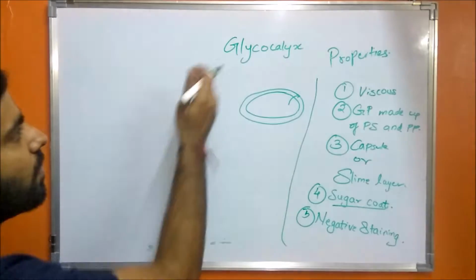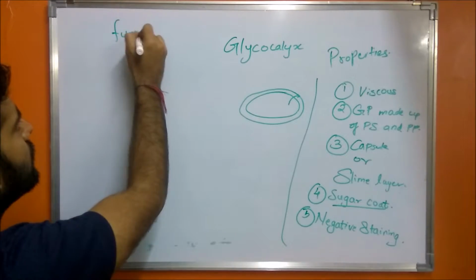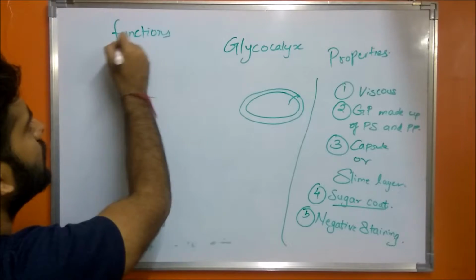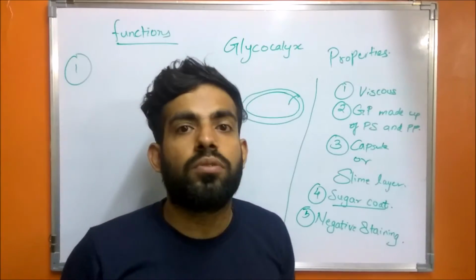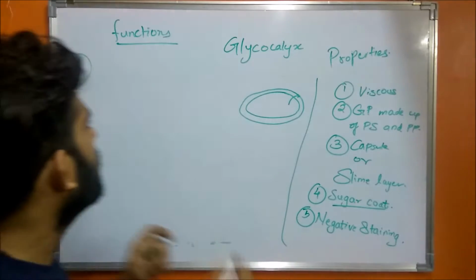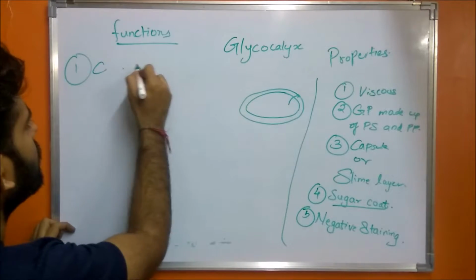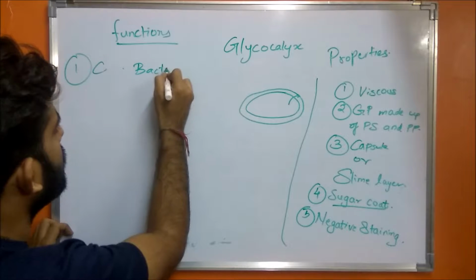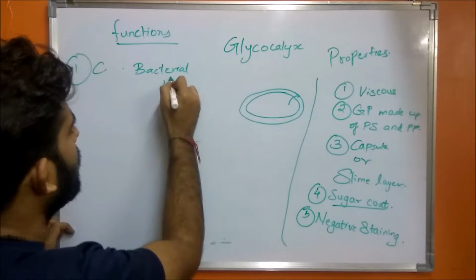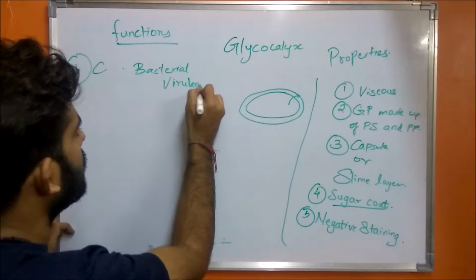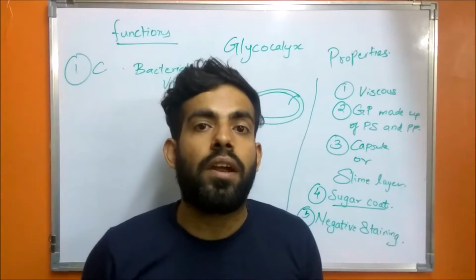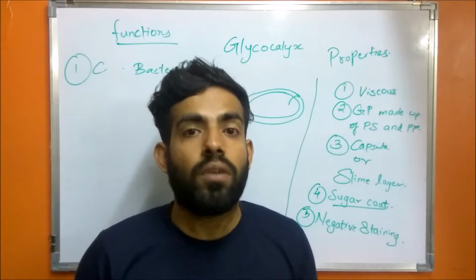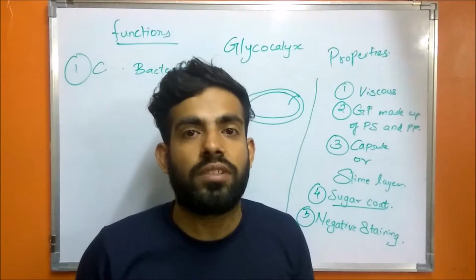If I want to talk about the functions, the first one is that glycocalyx contributes to bacterial virulence. Bacterial virulence means the capacity of a bacteria to cause a disease, or the bacterial pathogenicity.